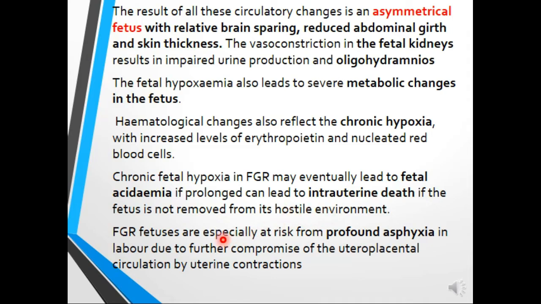Fetuses with growth restriction are especially at risk from profound asphyxia in labor due to further compromise. During labor there will be a decrease in the blood supply during uterine contraction. In an FGR fetus it is already compromised. So in normal labor, during contraction, this will lead to further compromise of the uteroplacental circulation by uterine contraction.